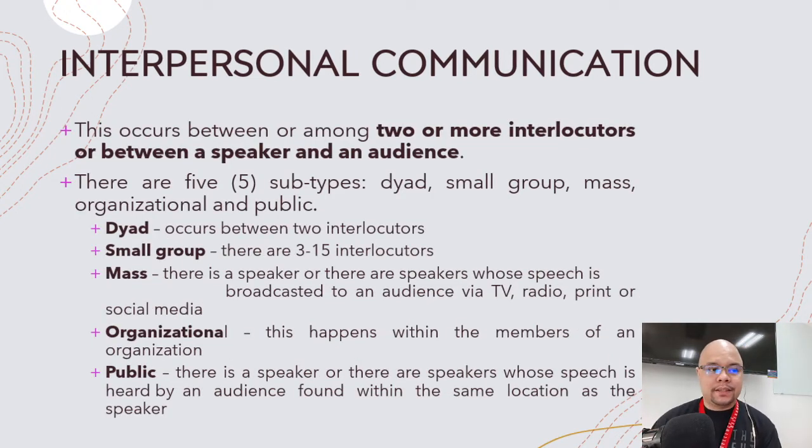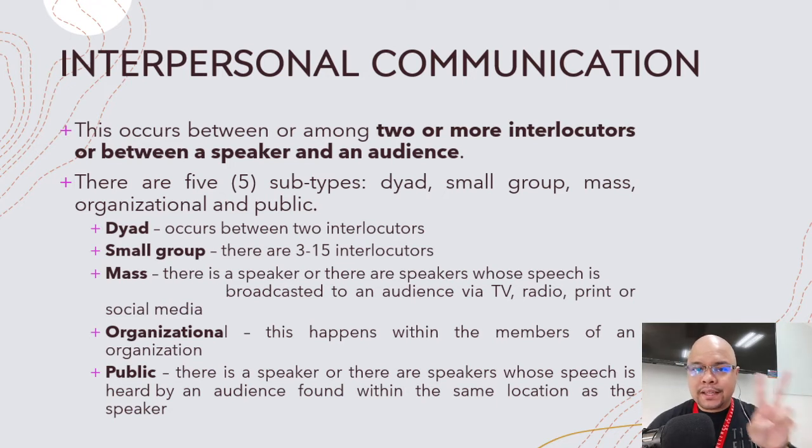However, on the other hand, we also have interpersonal communication. When we say interpersonal, this occurs between one person and another person or among different people. This is not inside the speaker. So this occurs between or among two or more interlocutors or communicators, and we usually have a different set of speakers and receivers. So in interpersonal communication, there are five subtypes. We have dyad or dyadic, we have small group, we have mass, organizational, and public. So let's define them one by one.